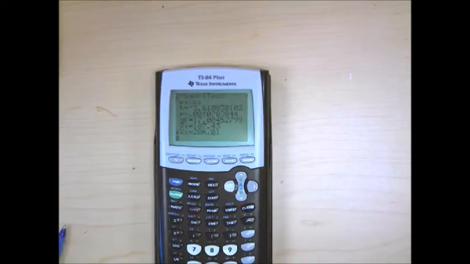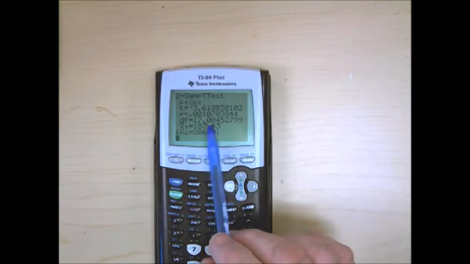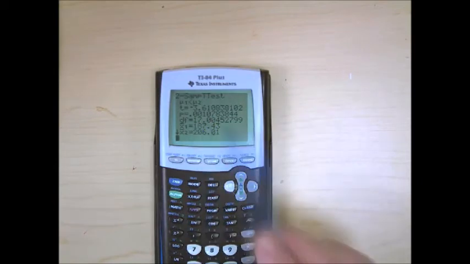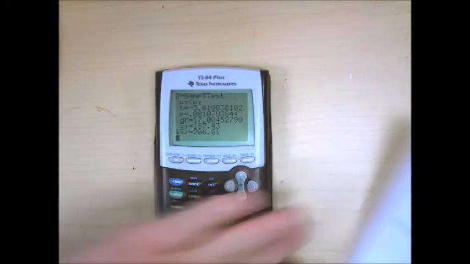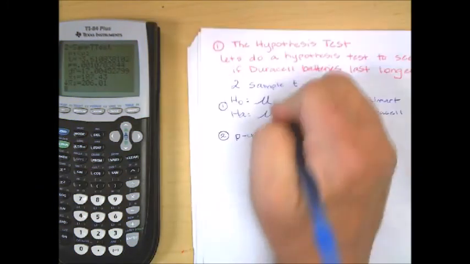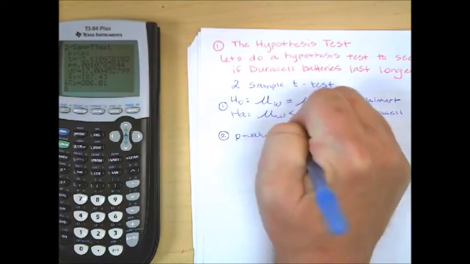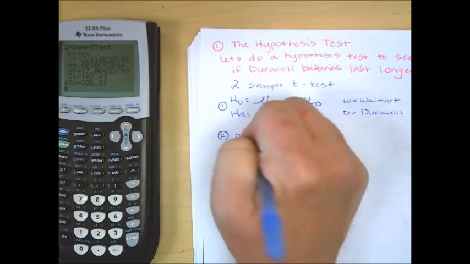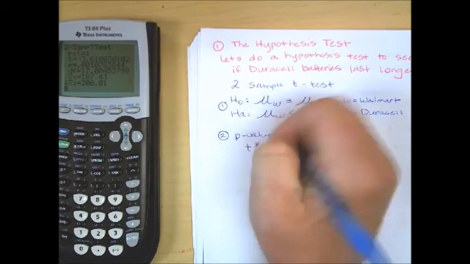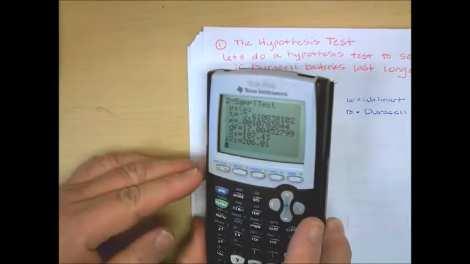And the calculator is going to tell you two things. The p-value is 0.001. The p-value is 0.001. And it's also going to tell you the t. That would be the t-star, the test statistic. And it's negative 3.61.